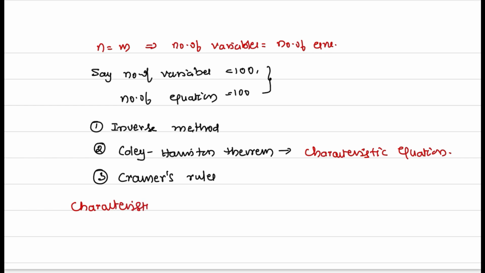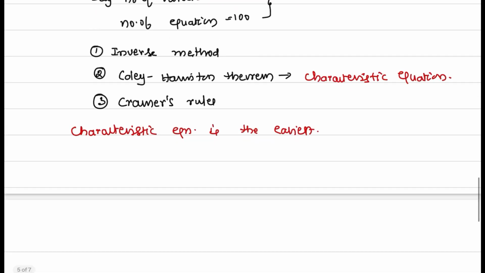That means to solve simultaneous equations, there is not only one simple method, there are various methods, out of which the characteristic equation method is the easiest. I will talk about the characteristic equation now. Let us talk about the determinant.